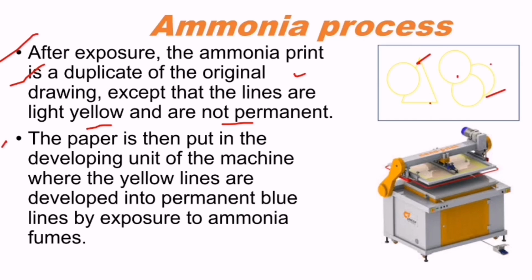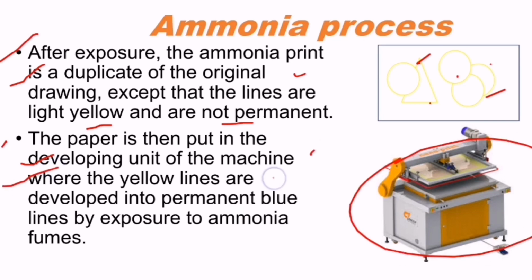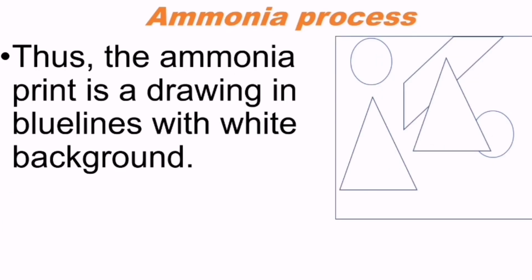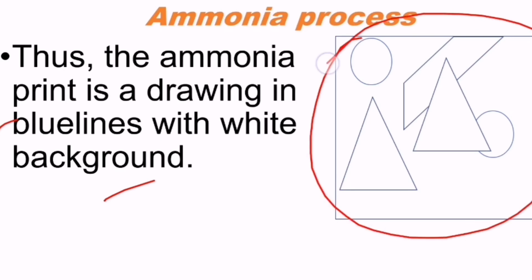The paper is then put in the developing unit. This is the developing unit of the machine, where the yellow lines are developed into permanent blue lines by exposure to ammonia fumes. When we keep that paper into this developing unit, what happens? The yellow lines are going to become blue lines. Thus the ammonia print is a drawing in blue lines with a white background. This is the ammonia printing. So white background and blue lines.